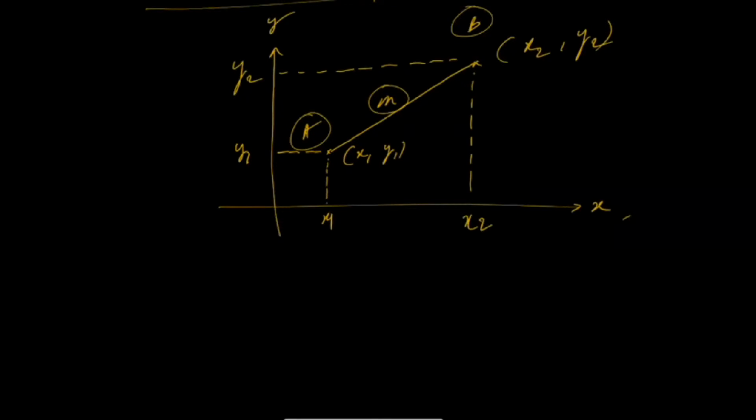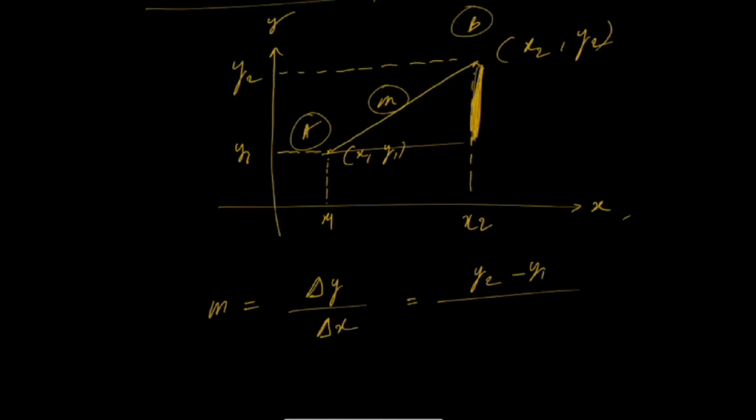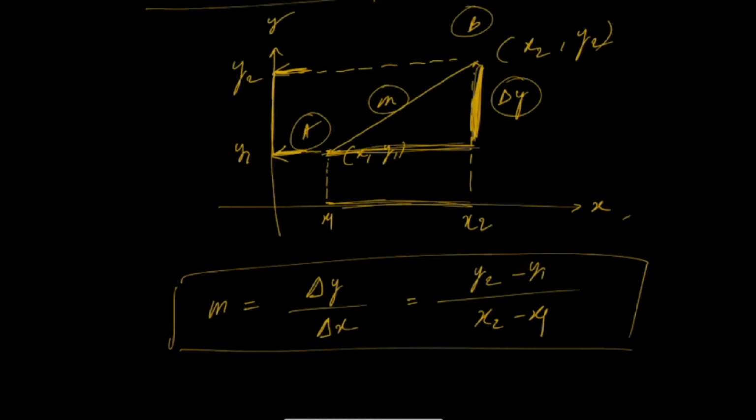The slope of this line is given as m equals change in the value of y by change in the value of x, which is nothing but y2 minus y1. It is the change in the value of y, because this is y2 and this is y1. So the distance between y2 and y1 is delta y, and by delta x, which is the change in the value of x. So this is x2 minus x1. So this was the slope, right?